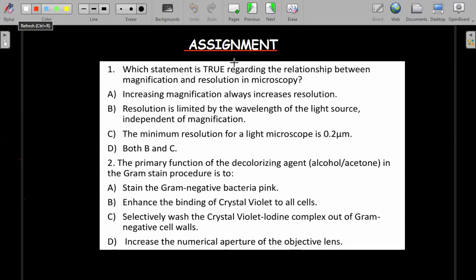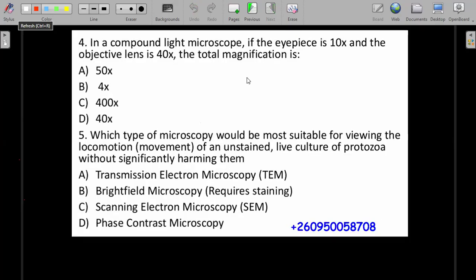Okay, so I've put an assignment for you. You can try it. These are MCQs based on the topic we've done. There are about 5 MCQs. You can try them and send me the answers in my inbox. You can send your answers on this slide, then I should be able to confirm and see if you've understood what we've done here.